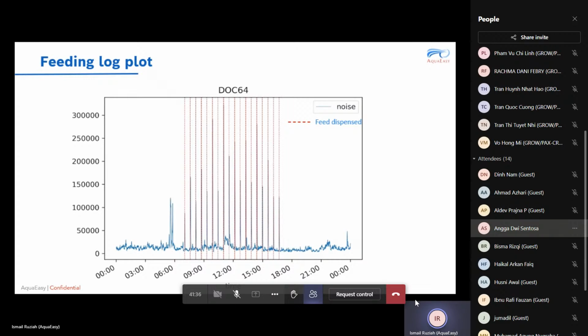I want to emphasize an important thing: we need to measure the MBW, and we also need to know the mortality and the stocking numbers. That is a very important input to guarantee we have a good feeding amount.